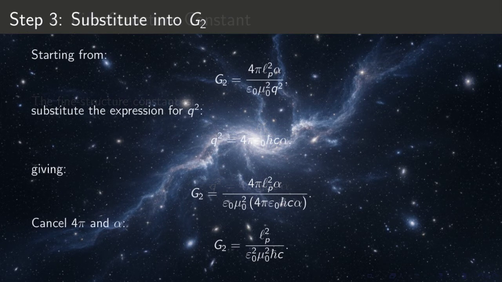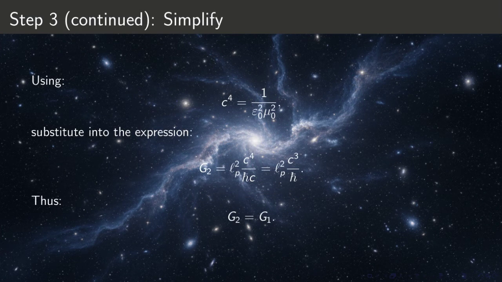Step 3. Substitute into G2. Starting with G2, we substitute the expression for q squared. This gives 4 pi times Planck length squared times alpha divided by epsilon naught squared mu naught squared multiplied by q squared. q squared is equal to 4 pi epsilon naught h bar c alpha. The factors 4 pi and alpha cancel. The result is Planck length squared divided by epsilon naught squared mu naught squared h bar c.